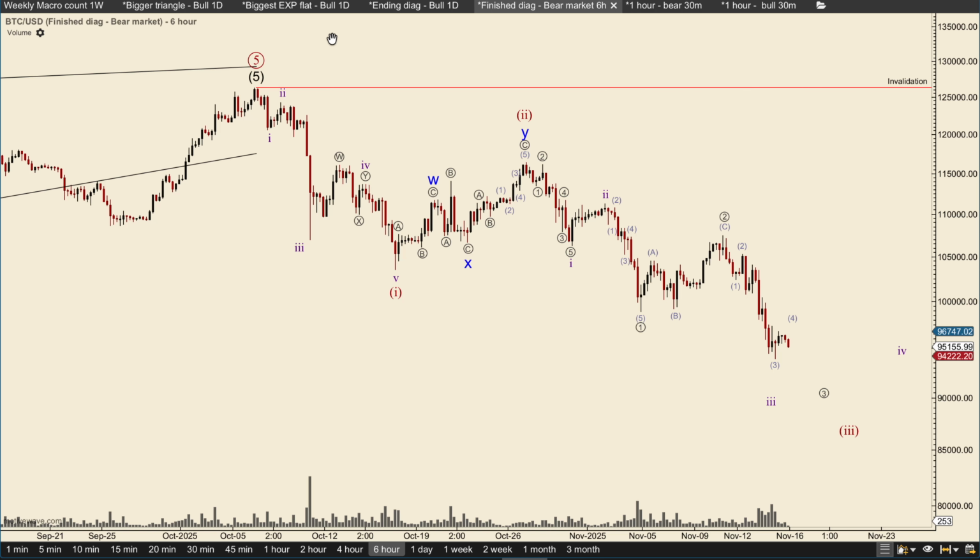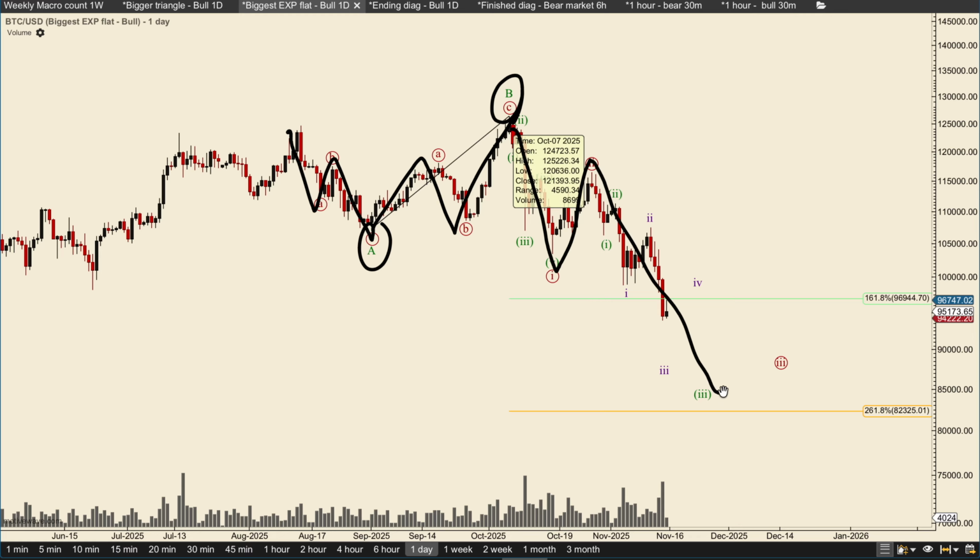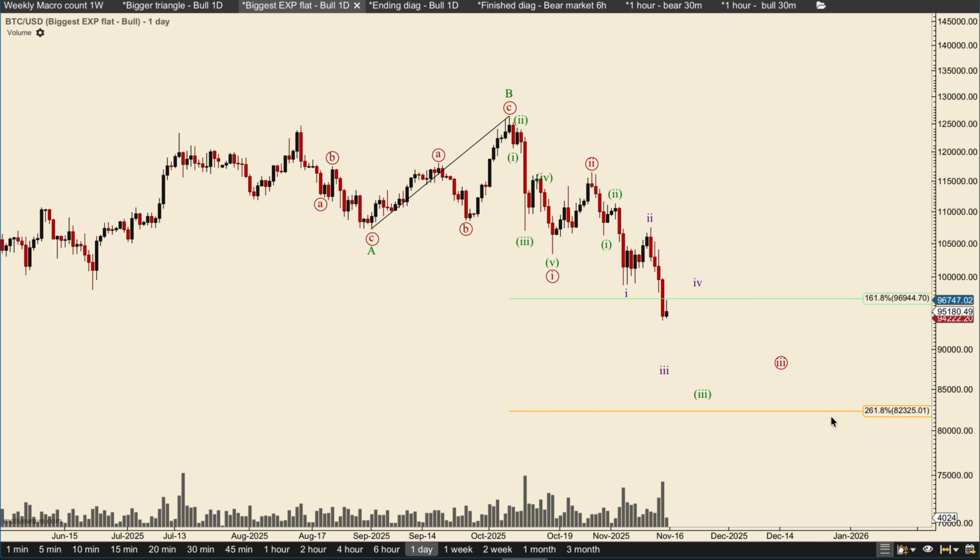The other two scenarios: this is the expanded flat, so here we have wave A, wave B, and now a similar move as the bear scenario, but this time 1, 2, 3, 4, 5, basically finishing a wave C, way deeper. But after wave C, we expect a move up because this is a corrective structure.